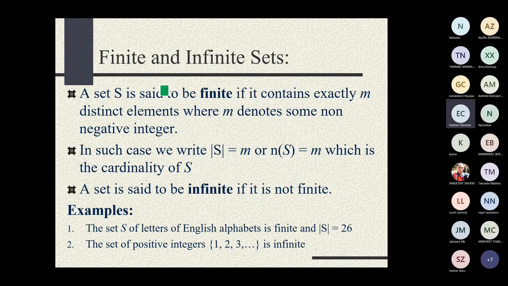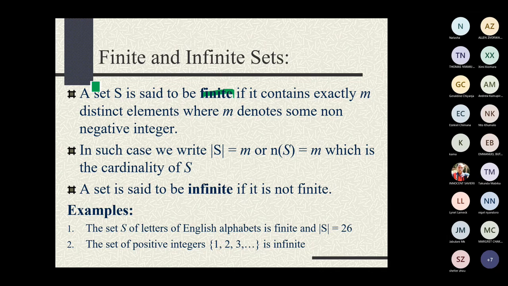So let's talk about the finite sets and infinite sets. A set S is said to be finite if it contains exactly m distinct elements where m denotes some non-negative integer. If we can manage to find the number of elements in a certain set, we can say that set is a finite set, because we can actually find its cardinality, or the number of elements in that set.